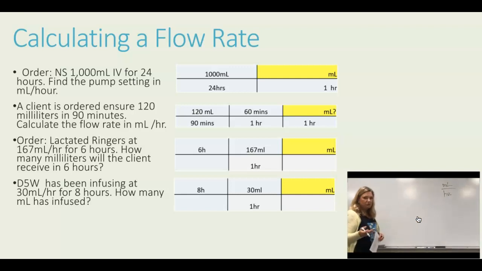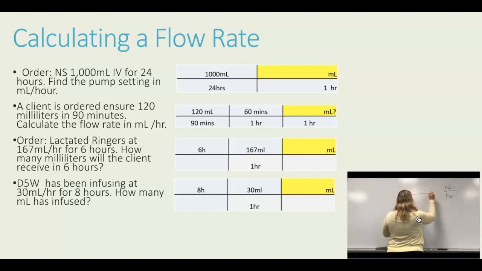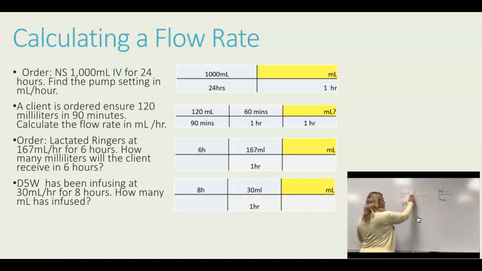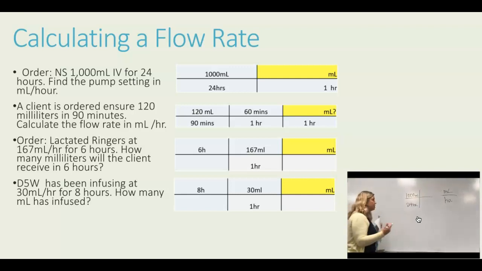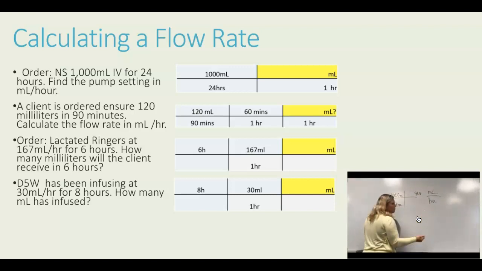And these are pretty simple. We're starting out with some basic stuff. So the order again is for 1,000 milliliters in 24 hours. I don't need a conversion because I'm already in hours. So you're just going to have to do the math. 1,000 divided by 24, and that's going to be 41.6, but you'd probably want to round that up to 42.